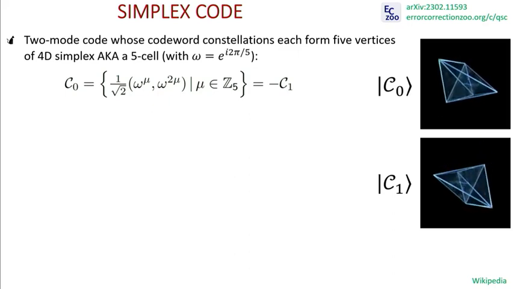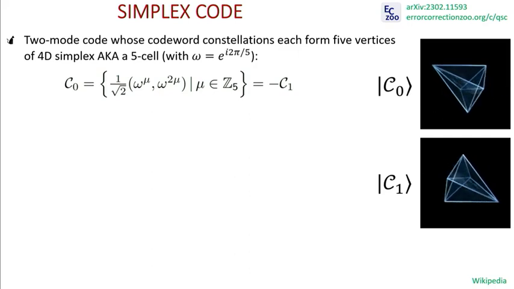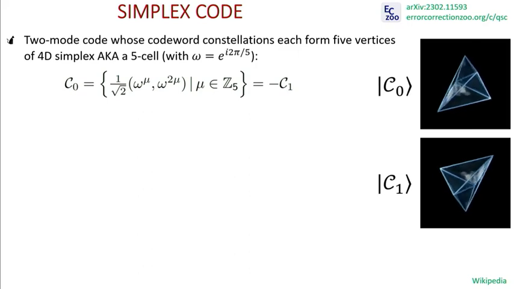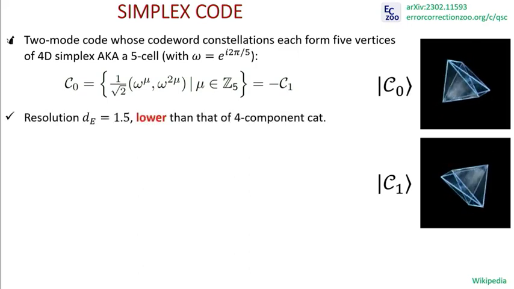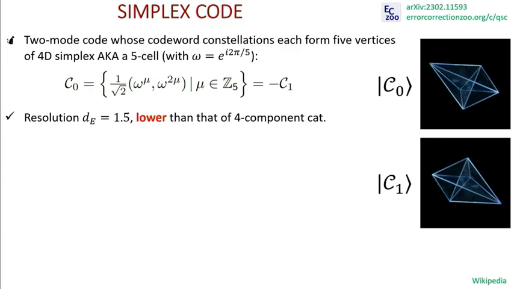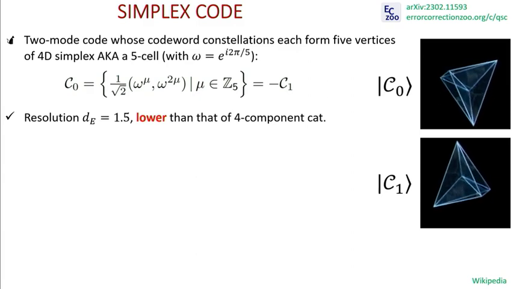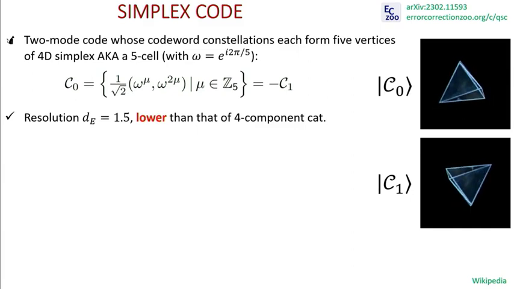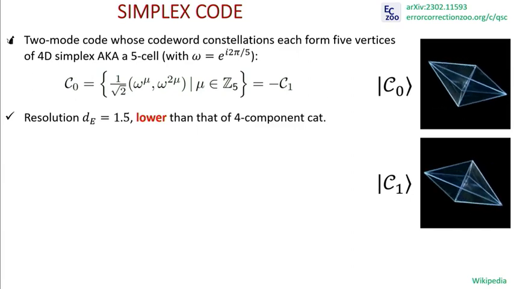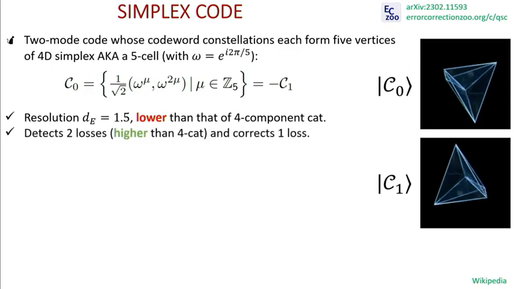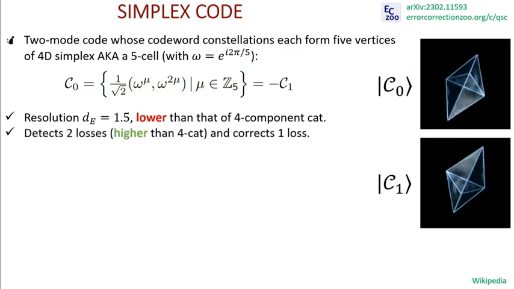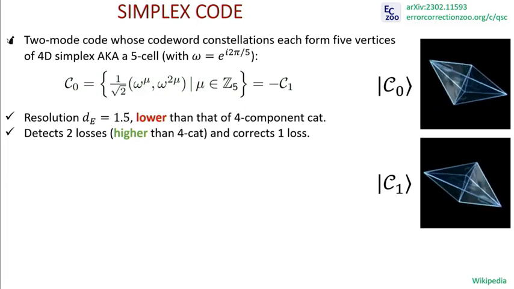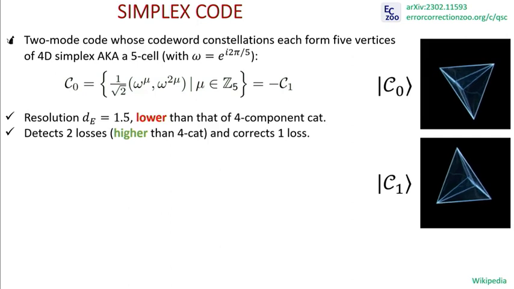Okay, so in terms of the new codes, here's the simplest extension to multiple modes. You have a 2-mode constellation, and each code word corresponds to the 5 vertices of a simplex. If you look at the resolution, the point here is to use multiple dimensions to get higher resolution at less energy. In this case, the simplex is not so good. It's lower than that of the 4-component cat, but it detects slightly more losses than the 4-component cat, but otherwise it's not very well performing.